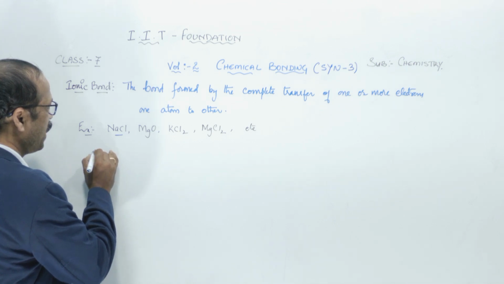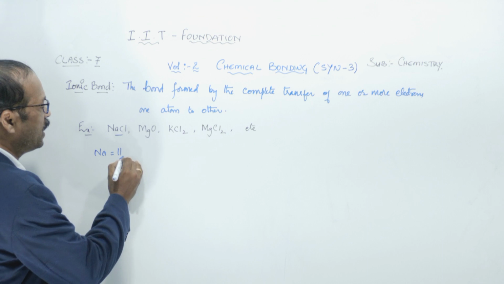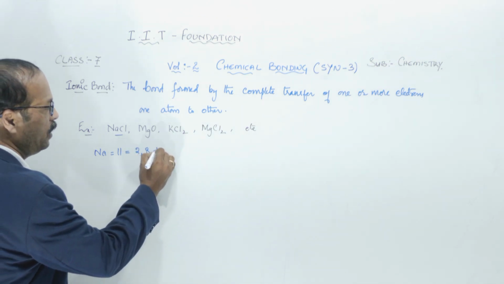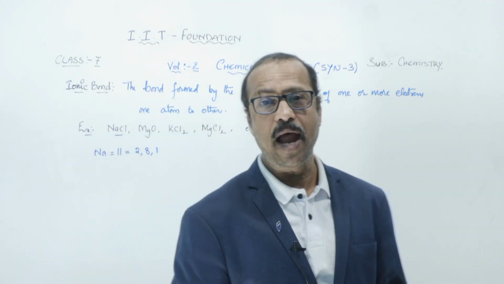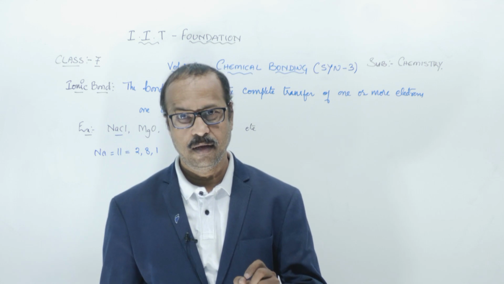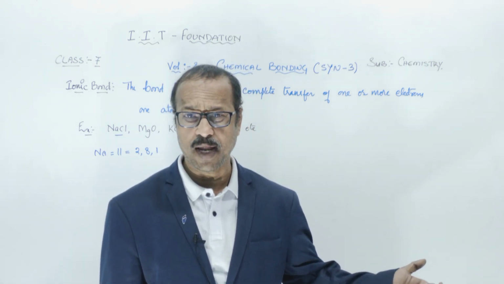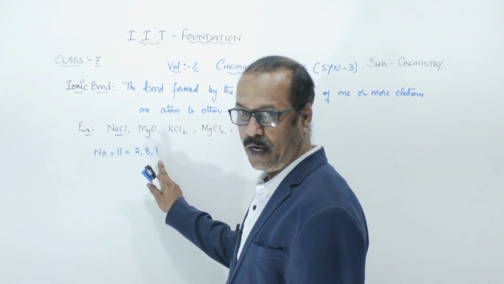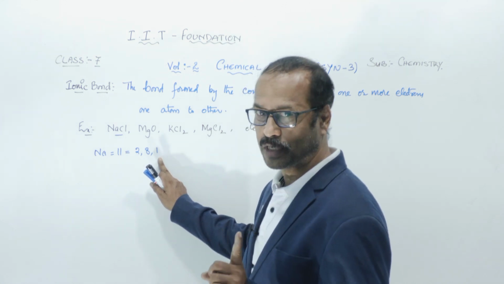You know that sodium's atomic number is 11, right? So we can write the electronic configuration: 2, 8, 1. In the previous class we discussed that atoms which have an octet configuration in their outermost shell, the valence shell, are stable, right? But here you see 2, 8, 1. So here one electron is there in the valence shell, so it is not stable, right?